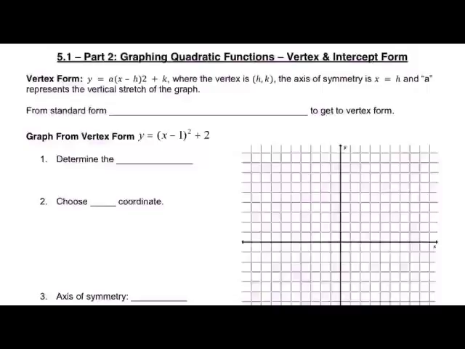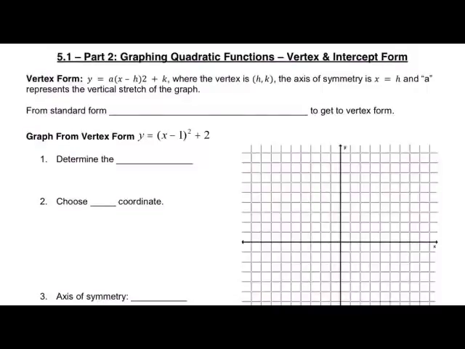So we're going to start off with the vertex form, and that is y equals a times (x minus h) squared plus k, where the vertex is (h, k), the axis of symmetry is x equals h, and a represents the vertical stretch of the graph.